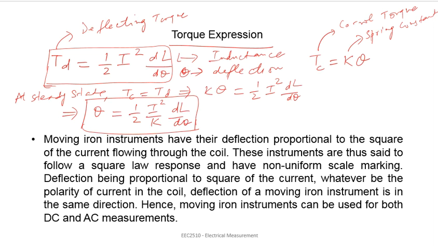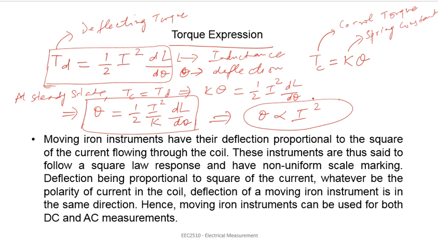So from this expression of the deflection, we can see that the deflection, that is theta, is directly proportional to the square of the current. Okay, so deflection is proportional to the square of the RMS value of the operating current. And the deflecting torque is therefore unidirectional. So whatever may be the polarity of the current, the deflection will always be in the same direction.